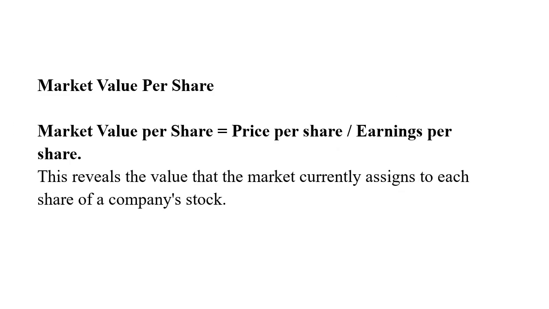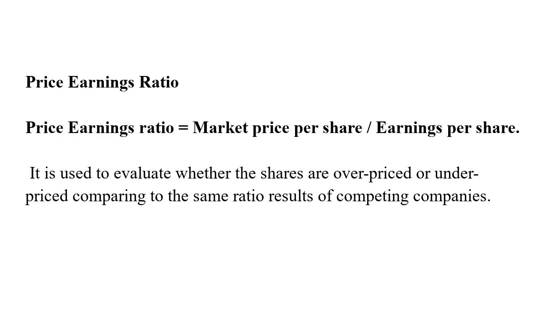Market value per share. Market value per share equals price per share divided by earnings per share. This reveals the value that the market currently assigns to each share of a company's stock. Price earnings ratio. Price earnings ratio equals market price per share divided by earnings per share. It is used to evaluate whether the shares are overpriced or underpriced compared to the same ratio results of competing companies.